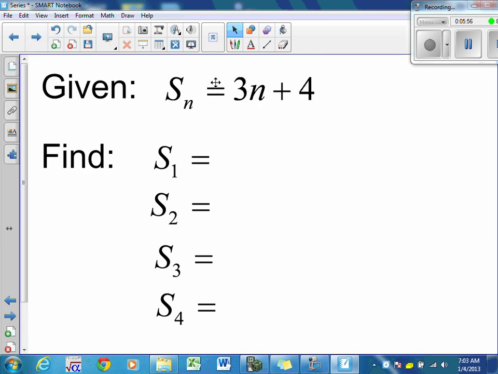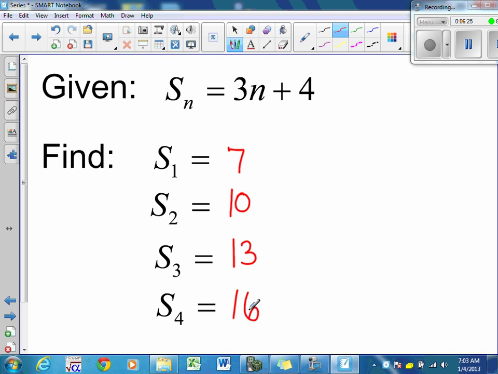Now, let's say we're given a slightly different kind of problem. We're given the formula S sub n is 3n plus 4. Just like the terms of our sequence, now these are the terms of a series, so to speak. S sub 1 would just be like before, 7. S sub 2 would be 10. S sub 3 would be 13. S sub 4 would be 16. That's just like we did before, plugging n in. Here, this is just 3 times 2 plus 4.